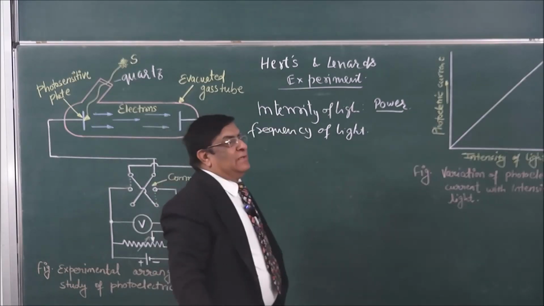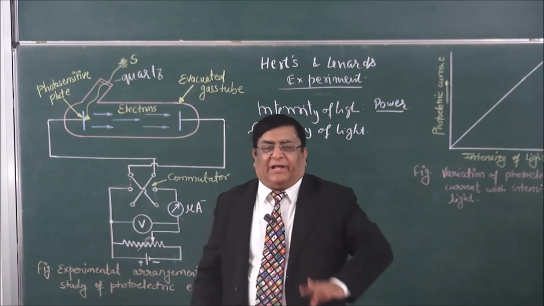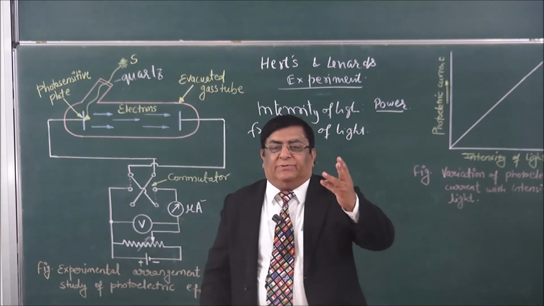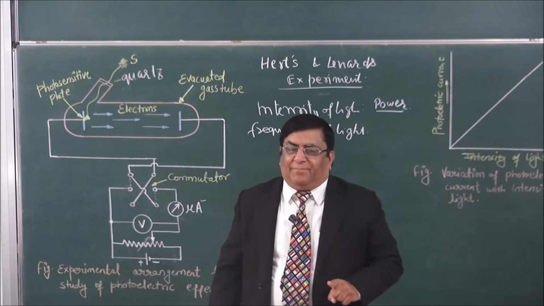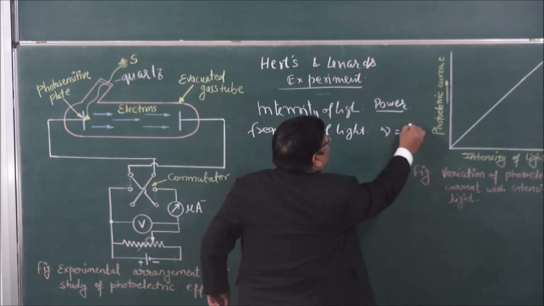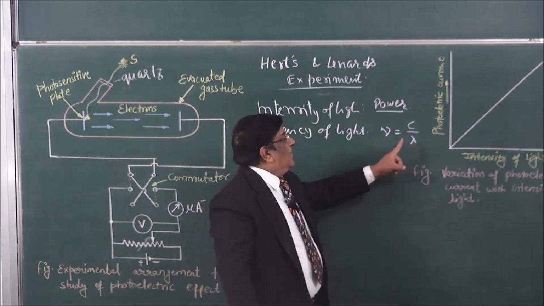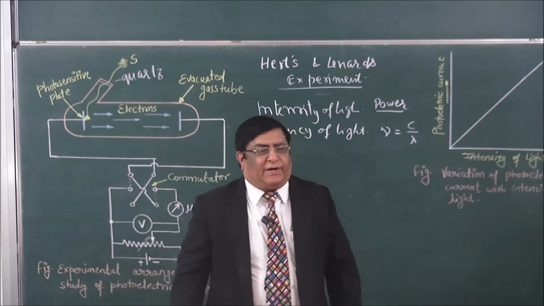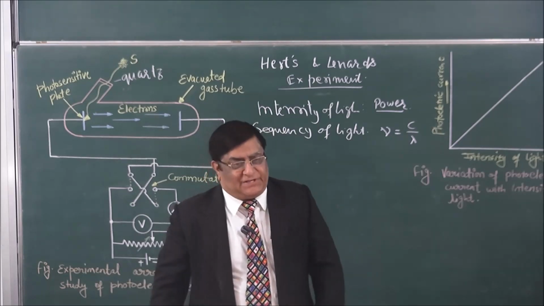Frequency of light: whenever there is a change in the frequency of light, there will be a change in its color. Red to blue, there is a change in wavelength. The velocity of light is the same, so frequency is equal to c upon lambda. Lambda is different for different colors, so frequency is different for different colors. So when we say we are changing frequency, what does that mean? We are changing color.